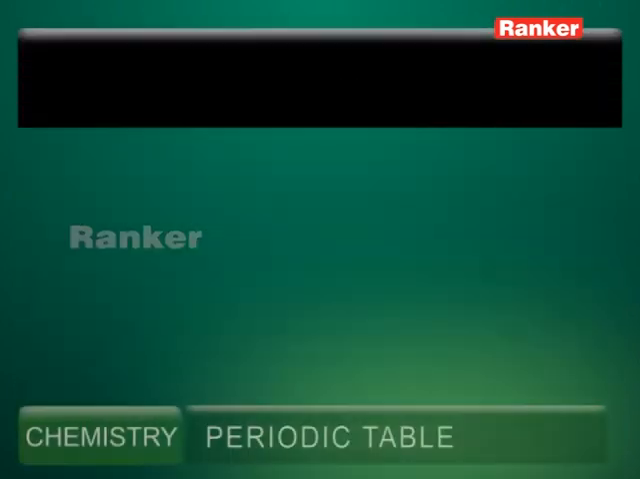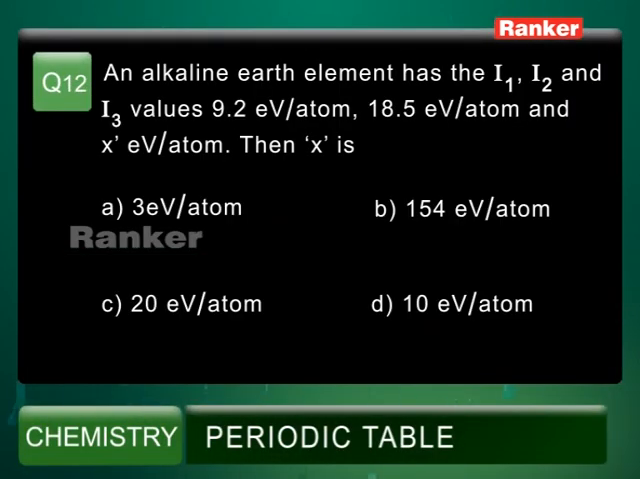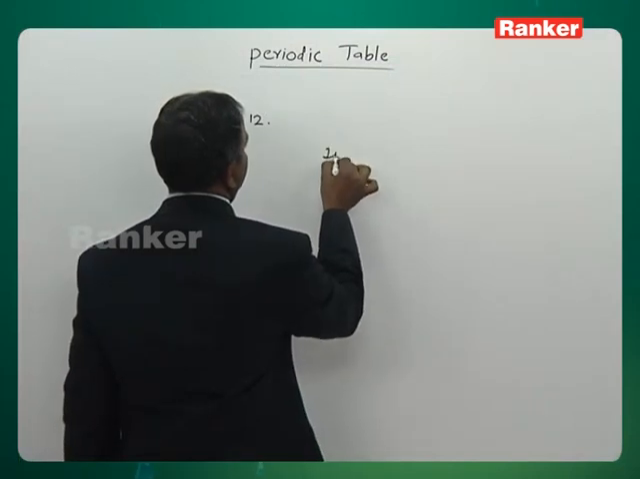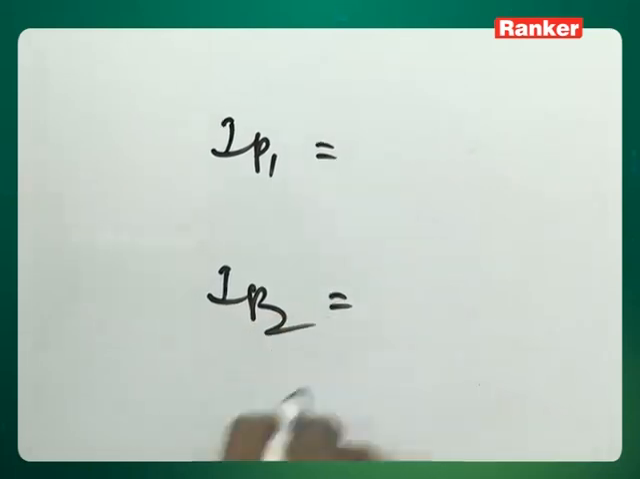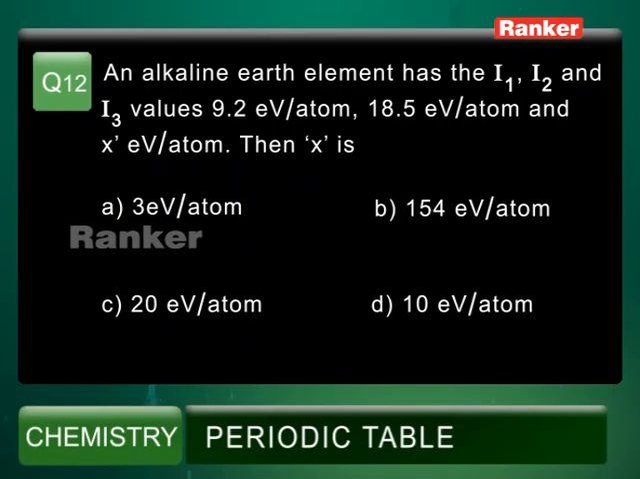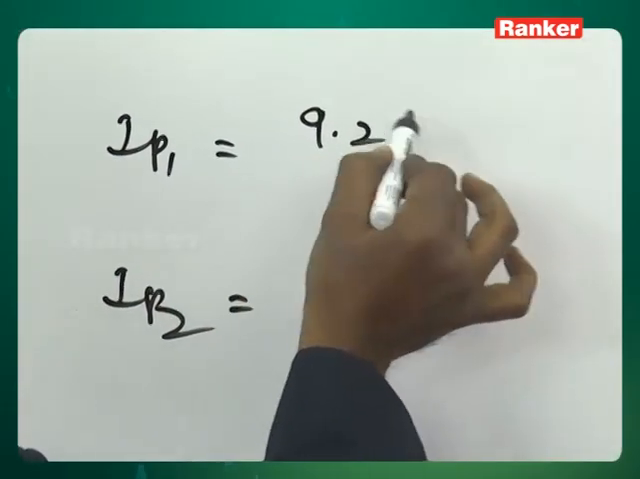Question number 12. An alkaline earth element has the IP values IP1 and IP2 given for this particular metal. IP1, IP2. What is 9.2 electron volts per atom?